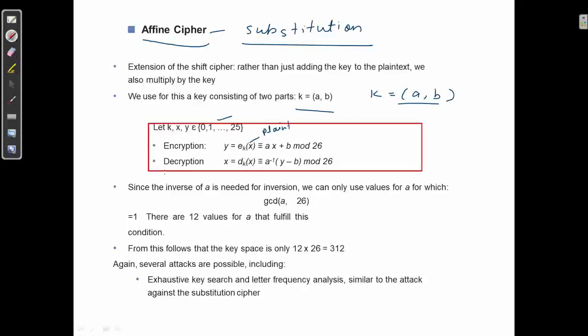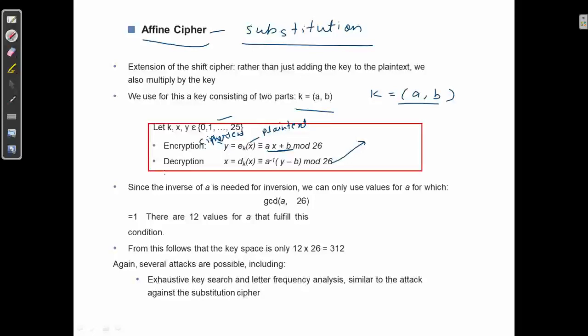we are going to produce the cipher text which is y. So x is the plain text and cipher text is y. So e_k(x) is equal to ax plus b mod 26, where a and b are part of the key. Similarly, the decryption, d_k(y) is equal to a inverse times (y minus b) mod 26. So first we will check how this comes for the decryption.